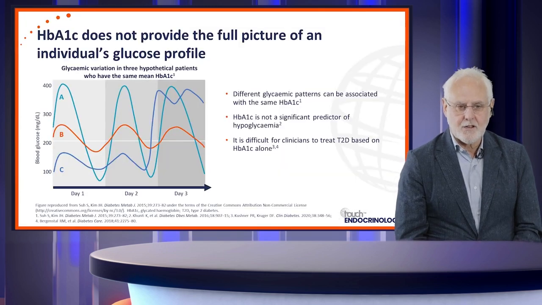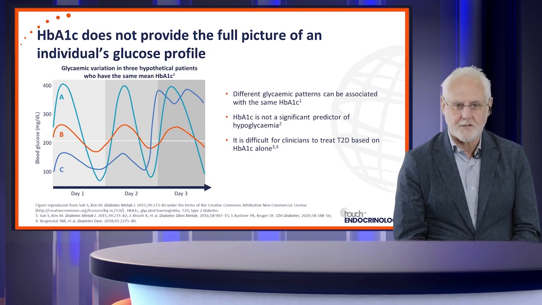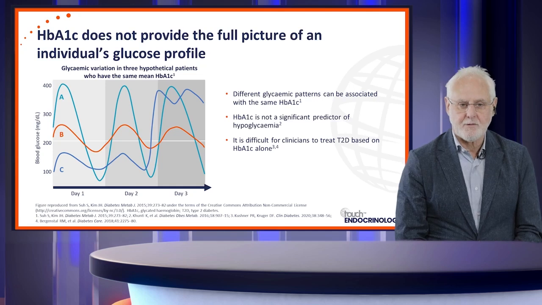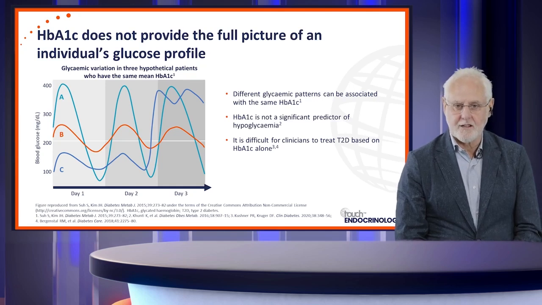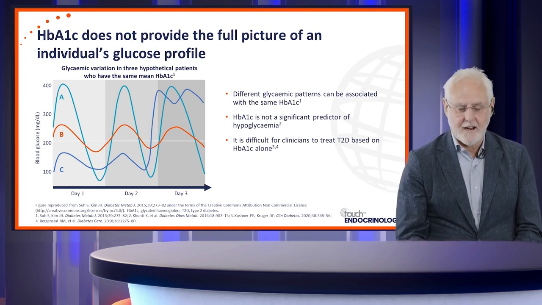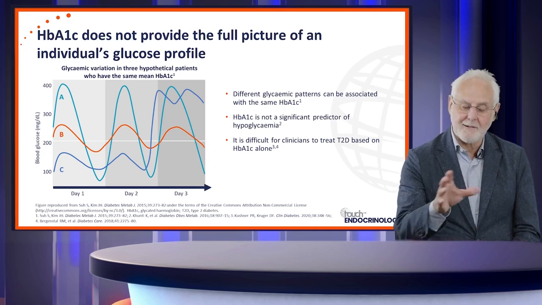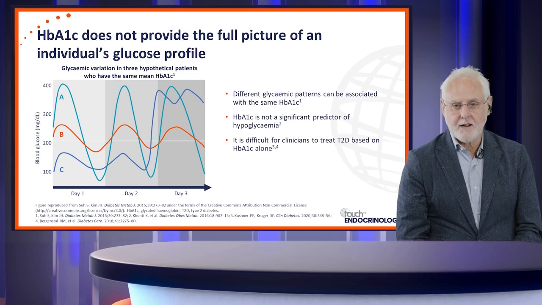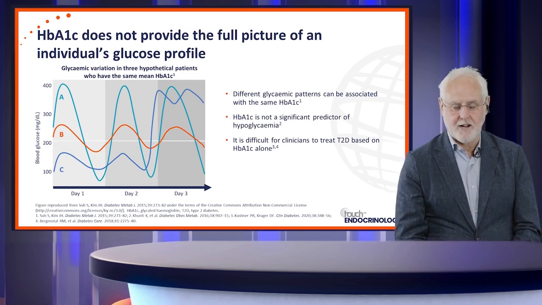Well, if we go to the old standard, hemoglobin A1C, hemoglobin A1C does not provide the full picture of an individual's glucose profile. Here are three hypothetical patients who have the same A1C, and yet what you can see is tremendous variability between all three. And we know that different glycemic patterns can be associated with the same A1C. We know that hypoglycemia drags the A1C down, and of course hyperglycemia up, but it can appear as an overall average. And also that hemoglobin A1C is not a reliable predictor of hypoglycemia.